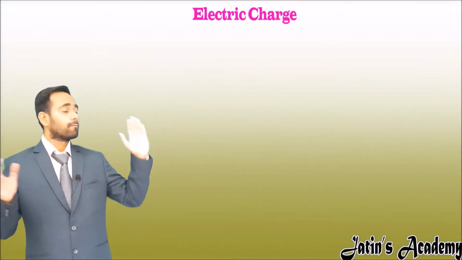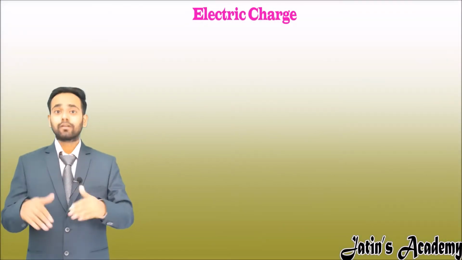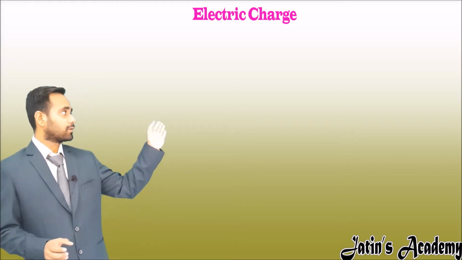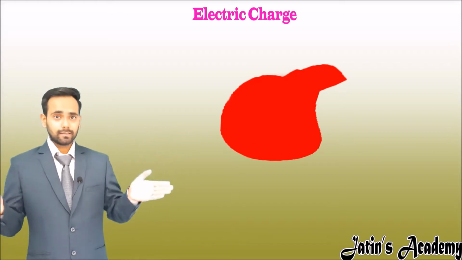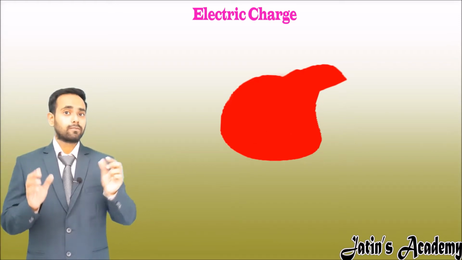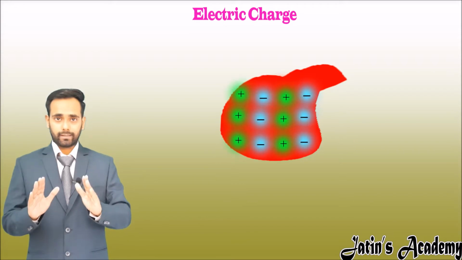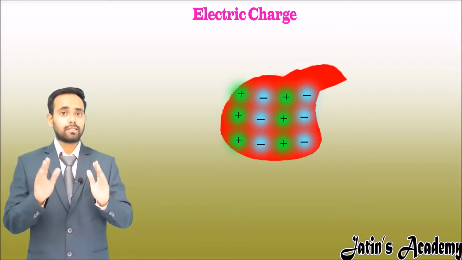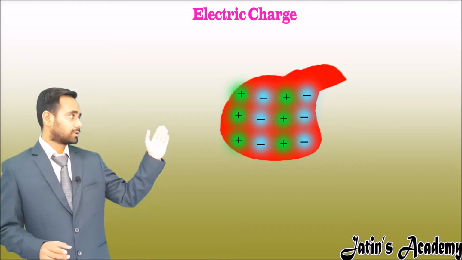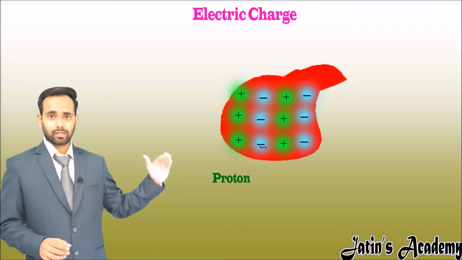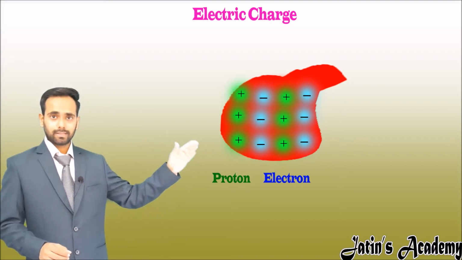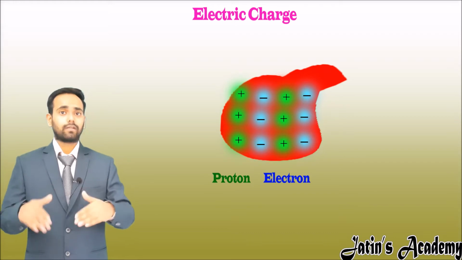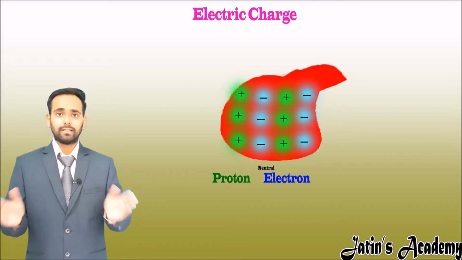Electric charge. Before understanding electric charge, first of all let us understand about the atom. For example, we have this object. This object is made up of tiny little particles called atoms. We know that an atom is electrically neutral because in the atom there is positive charge called proton and negative charge called electron. These positive and negative charges are equal, so if their number is equal then we can say that the body is electrically neutral.